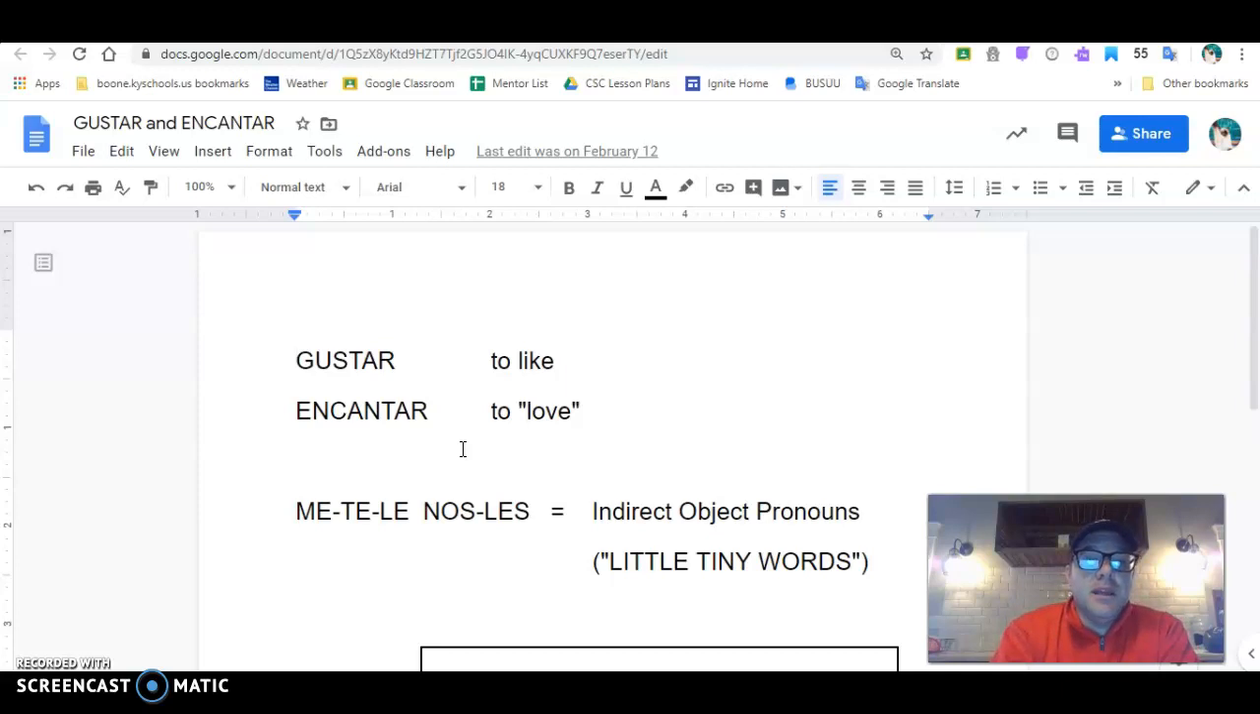At the very beginning of all this, hopefully you will remember that there are indirect object pronouns. A lot of times in class we have referred to them as little tiny words. These little tiny words are technically indirect object pronouns, but nobody likes to remember indirect object pronouns, so little tiny words is how we will refer to them. These indirect object pronouns, little tiny words, are me, te, le, nos, and les. Every single one of them will show up in front of the conjugations of either gustar or encantar. You cannot have one without the other.